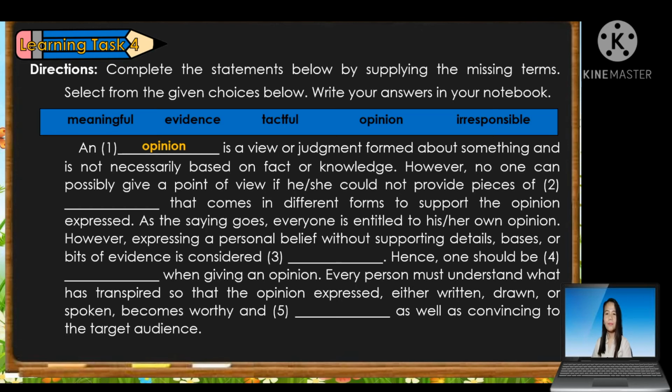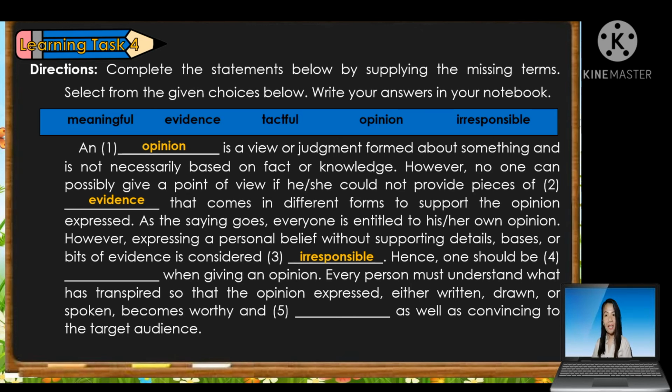Next. However, no one can possibly give a point of view if she or he could not provide a piece of blank. What is the missing term in number 2? Good! The correct answer is evidence. The 3rd one. As the saying goes, everyone is entitled to his or her opinion. However, expressing a personal belief without supporting details, bases, or bits of evidence is considered what? Exactly! Considered irresponsible.